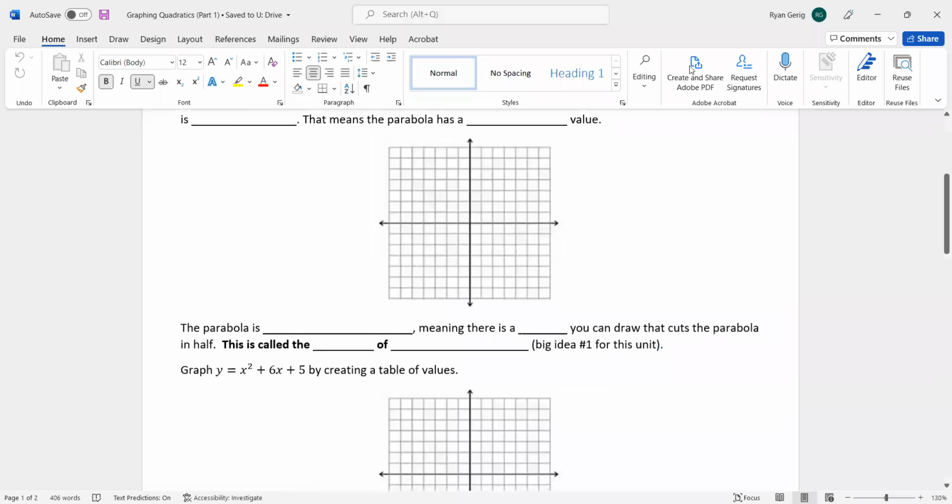Okay. So let's talk about that. The parabola here is symmetric. Meaning there is a line you can draw that cuts the parabola in half. That line, and I'm going to put that back on the graph here. That line, and I'm going to do it in red, that can cut the parabola in half is called the axis of symmetry.